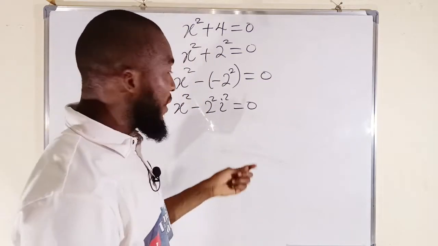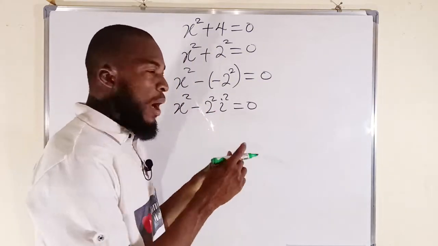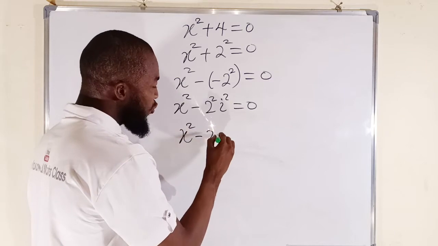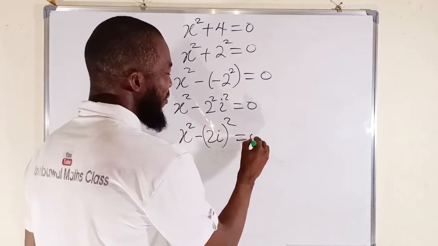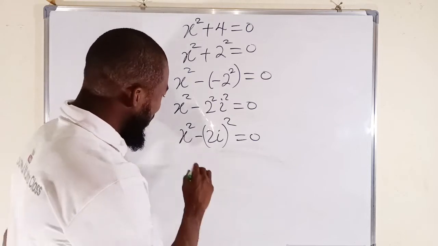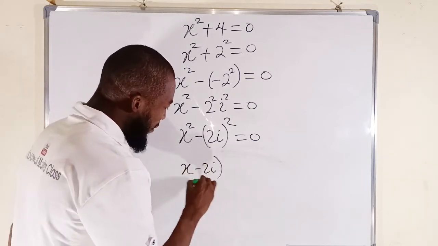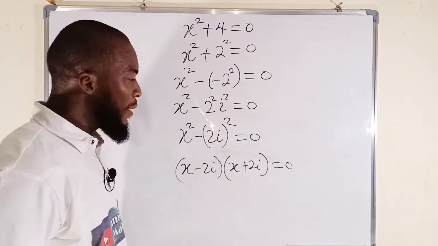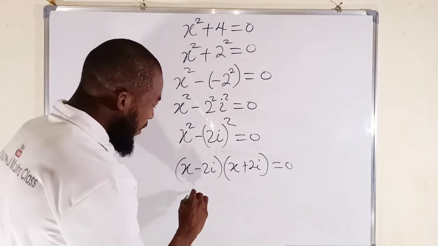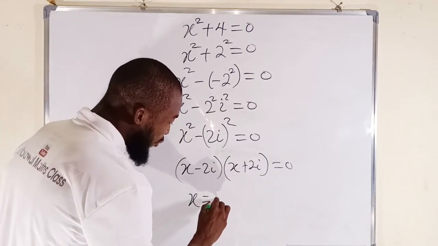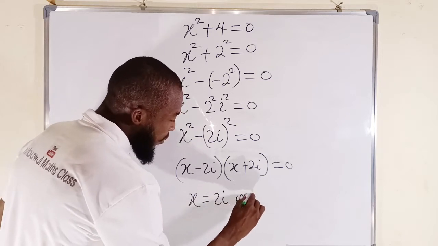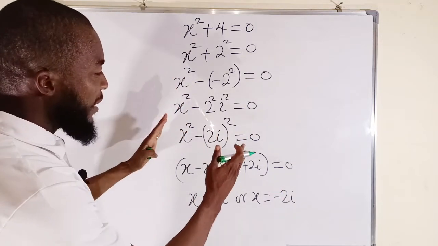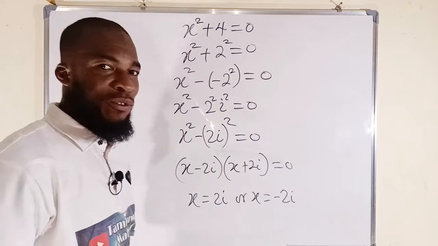And you know, from one of the laws of indices, we can assign this one the same power because they have the same power, 2. So this is x squared minus 2i all squared. This is equal to 0. Now we have a difference of two squares. This is x minus 2i multiplied by x plus 2i equal to 0. By setting each factor to be equal to 0, it implies that either x equal to positive 2i or x equal to negative 2i. This is exactly how to transform this into a difference of two squares.